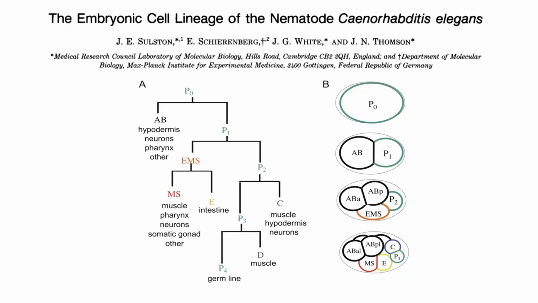The P1 then, so here's what it looks like. Here's the P0, it divides into the AB cell and the P1 cell. And then here, P1 now divides into the EMS and P2. And EMS divides into the MS and the E. These go on to form those things. And P2, which we've already talked about, divides into the P3 but also P4, which goes on to form the germline, which forms the gametes. So there are 1, 2, 3, 4 divisions before the germline is dedicated. So that's another interesting thing.